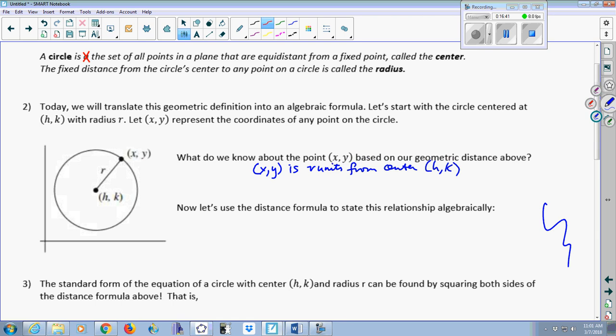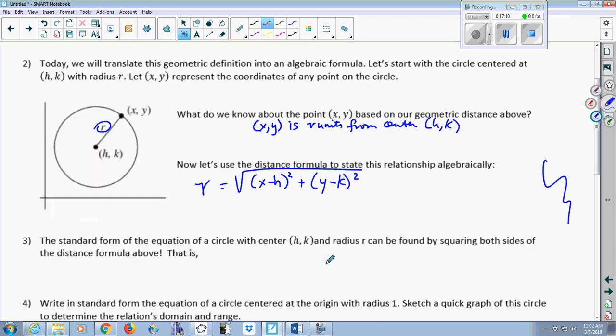So let's use our little baby distance formula, right? Our distance formula says that if we take x minus h and we square it, and we add to it y minus k squared, and we take the square root of that distance, it's equal to r. That's what our distance formula tells us.